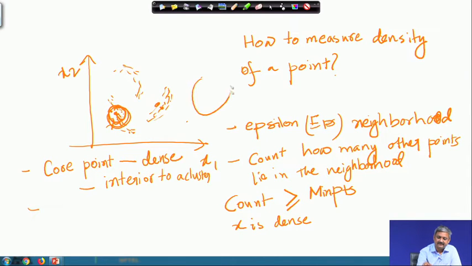So, it may happen that there is a dense point, and there is another point which is itself not dense, but it is within the sphere of another dense point, it lies in close proximity of another dense point. Note that the radius of this circle is EPS. Such points are called border points.